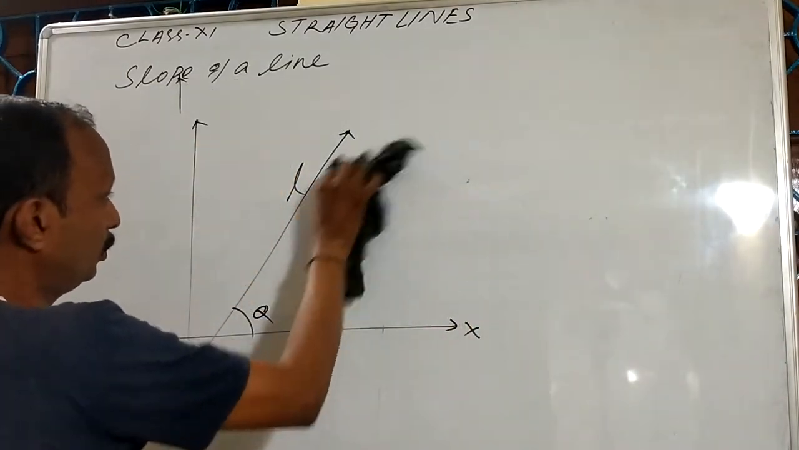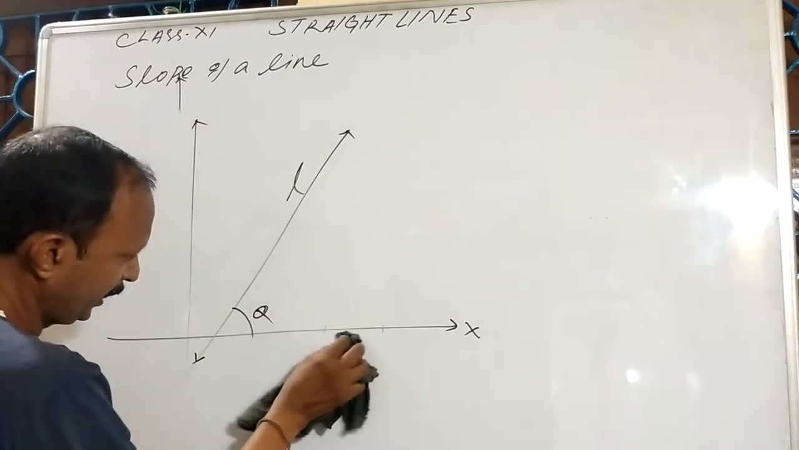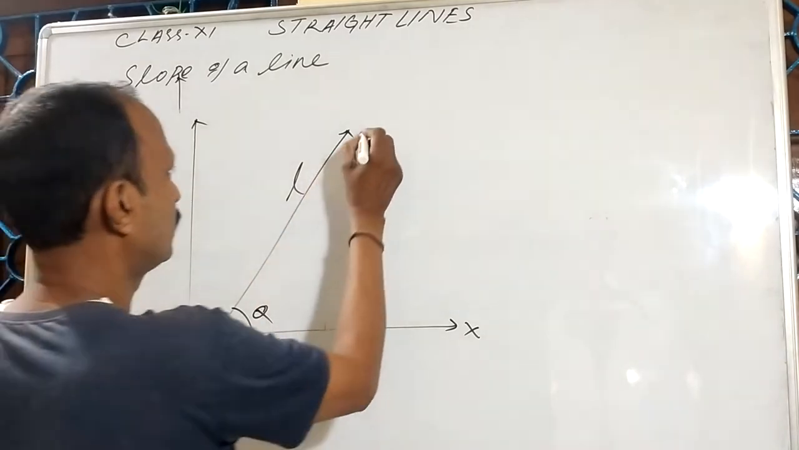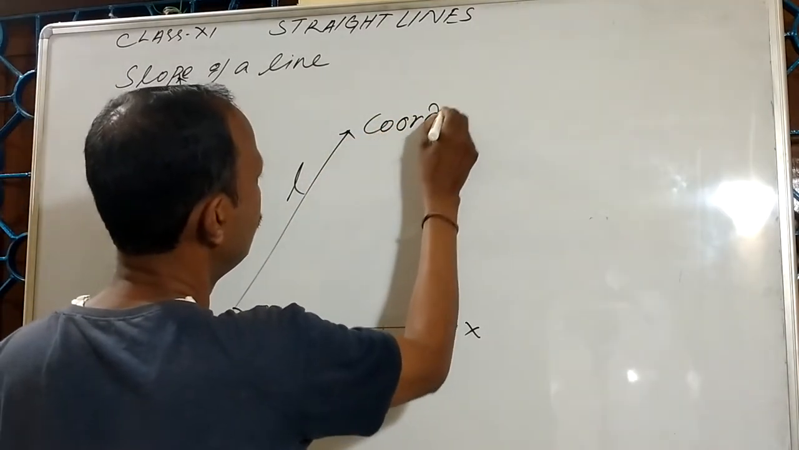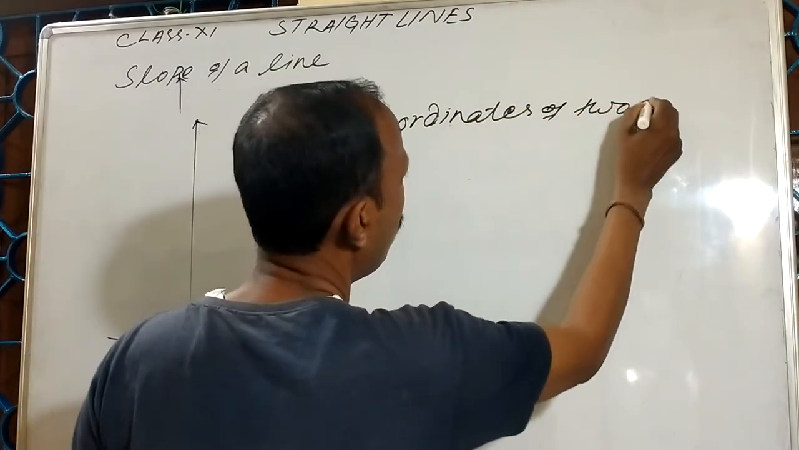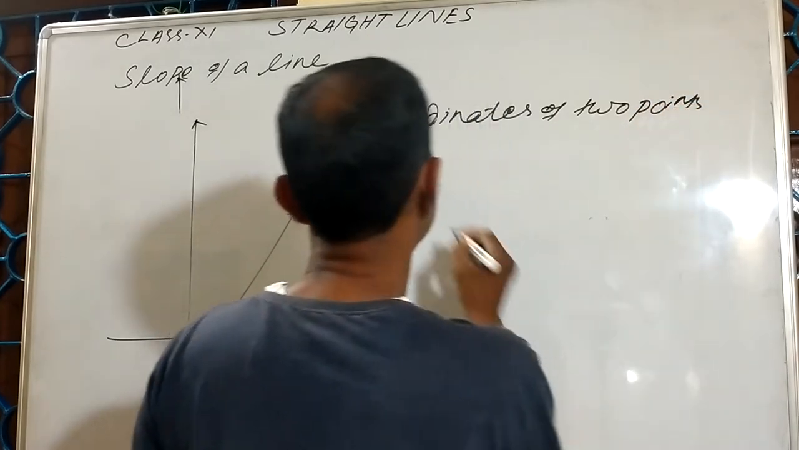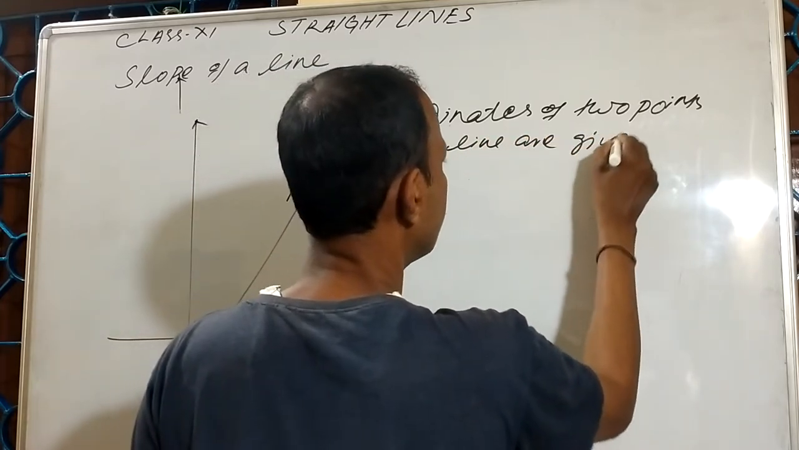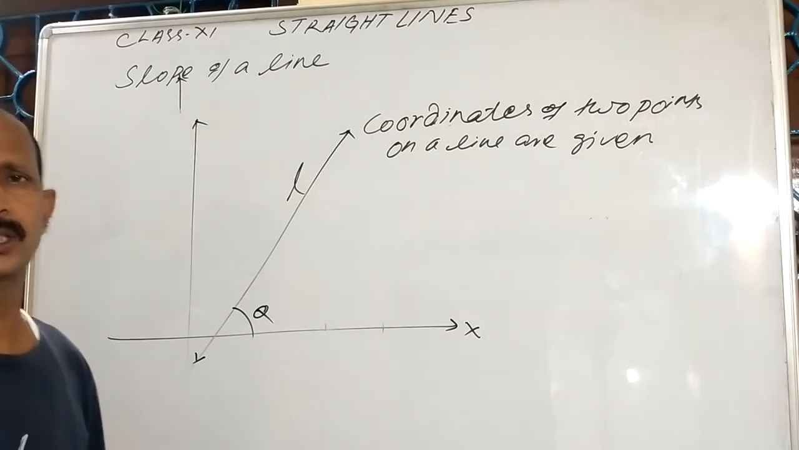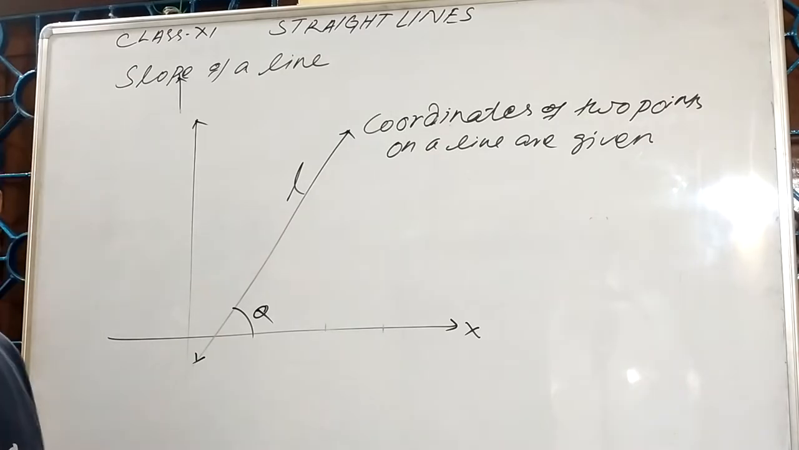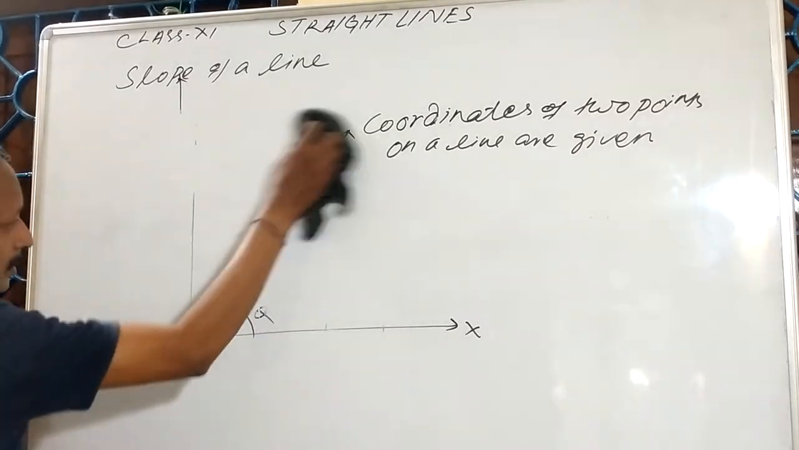Now how to determine the slope if coordinates of two points are given? What is the condition? Condition is that coordinates of two points on a line are given. If the coordinates of two points on a line are given, how to find the slope of a line? Now, children, listen carefully. So, once again, here clearly present the figure.